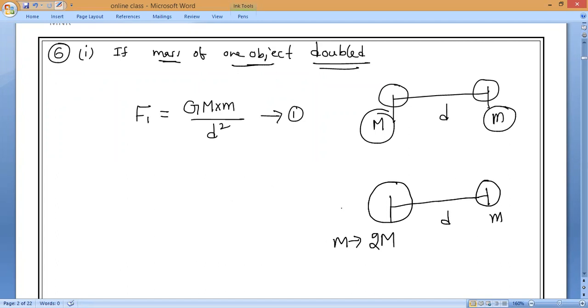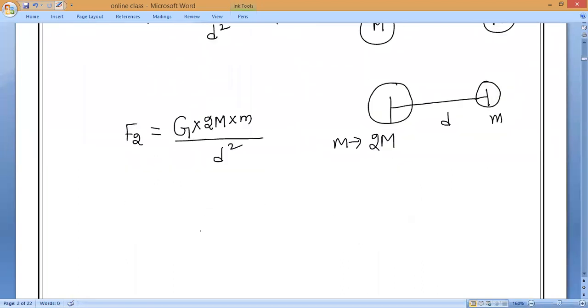So now, what is the force they are asking? Let me take the force as F2. F2 is equal to capital G into, in place of M, what will come now? 2M will come, into small m divided by d square. That's all. Now I'll bring this 2 to the front: 2 into G into capital M into small m divided by d square.